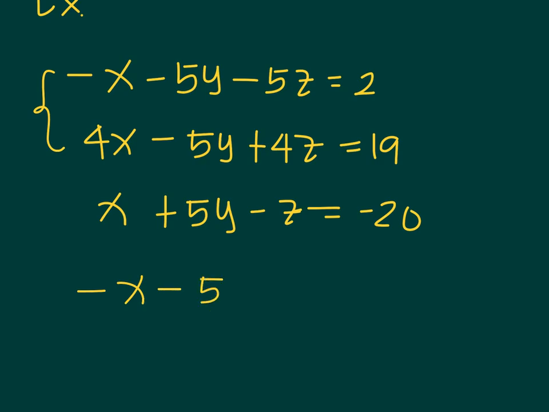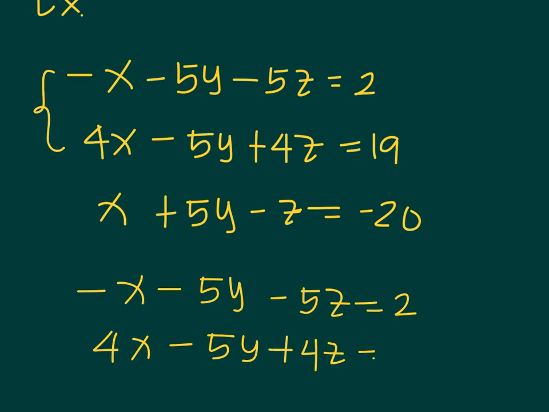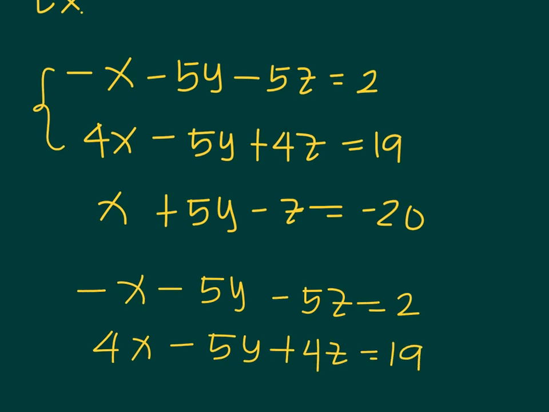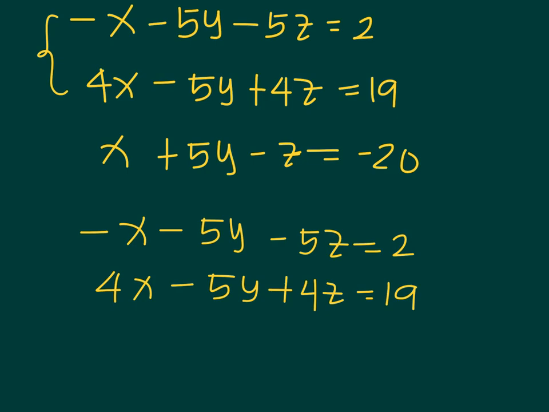So we have negative x minus 5y minus 5z equals 2, and 4x minus 5y plus 4z equals 19. Again, remember, our goal is to eliminate the y. To eliminate the y, we could either add or subtract the two equations, depending on which operation eliminates the variable y. In this case, we need to subtract the two equations.